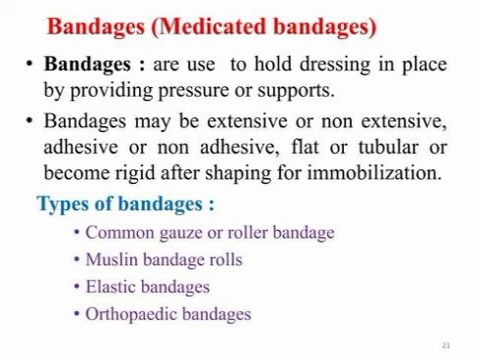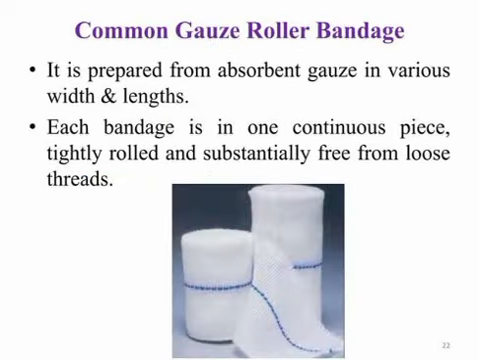Next one is the bandages, which are also known as medicated bandages. It helps to hold the dressing in place by providing some pressure or support. For example, we commonly use roller bandages, muslin bandage rolls, elastic bandages, and orthopedic bandages. Mainly, it is used for support. The common gauze roller bandage is used for support.